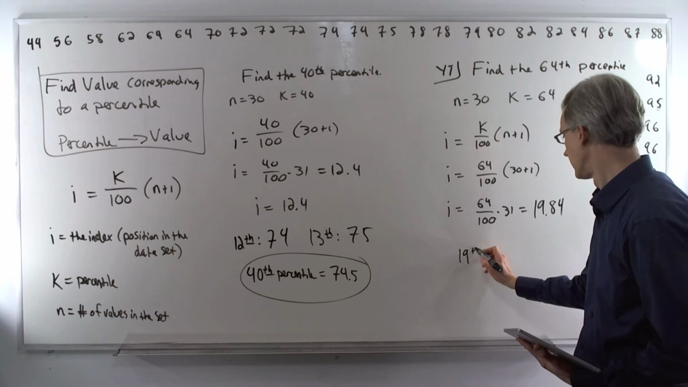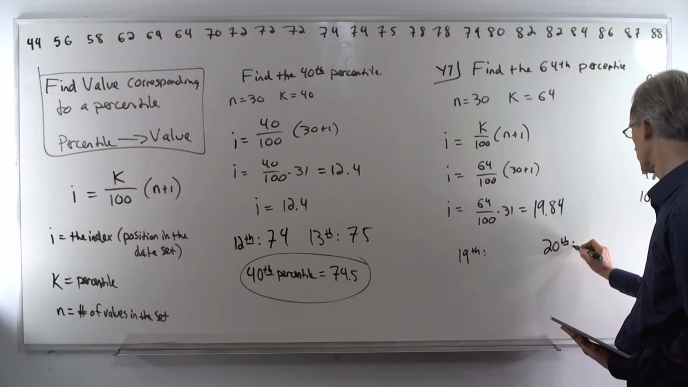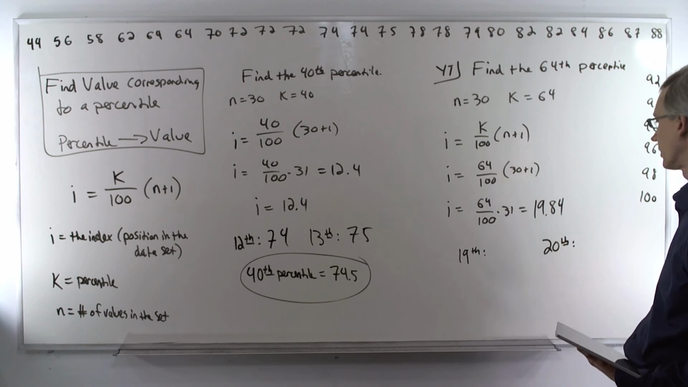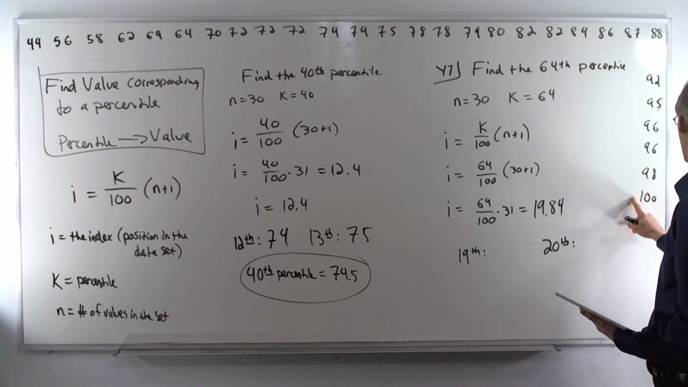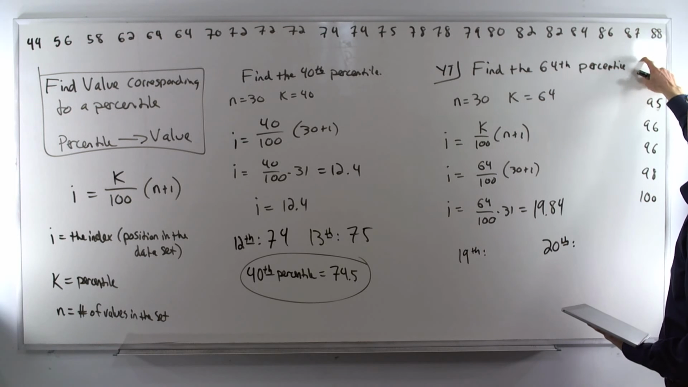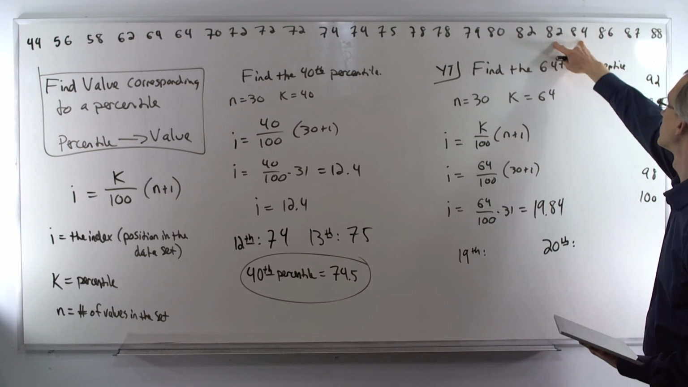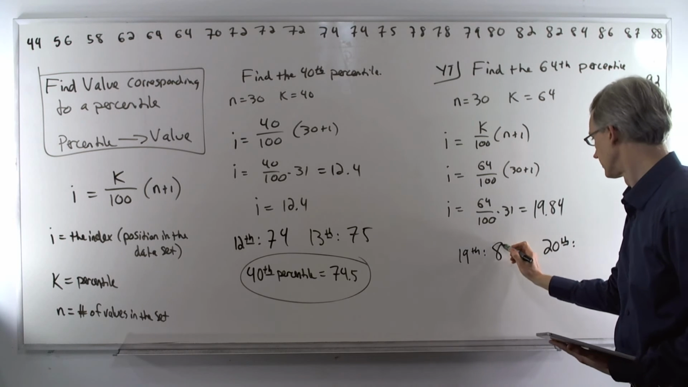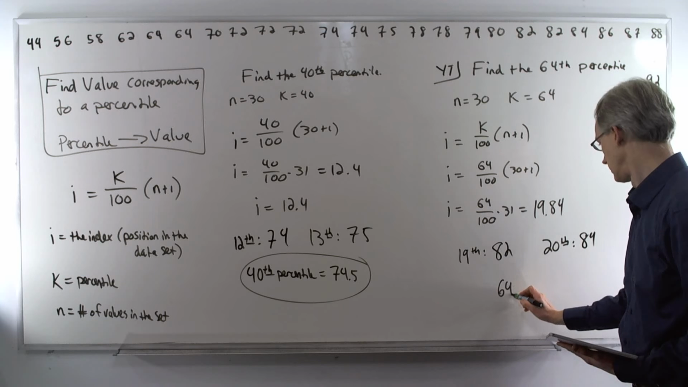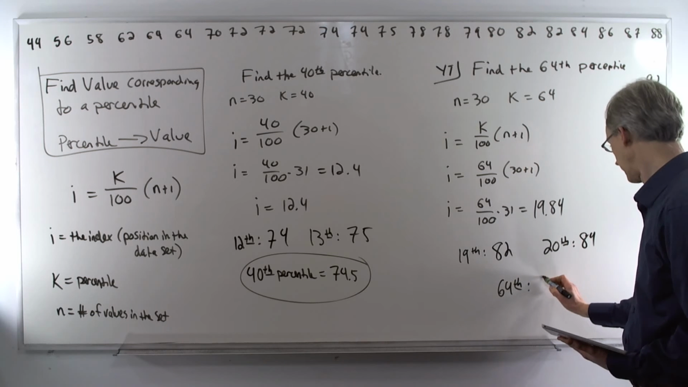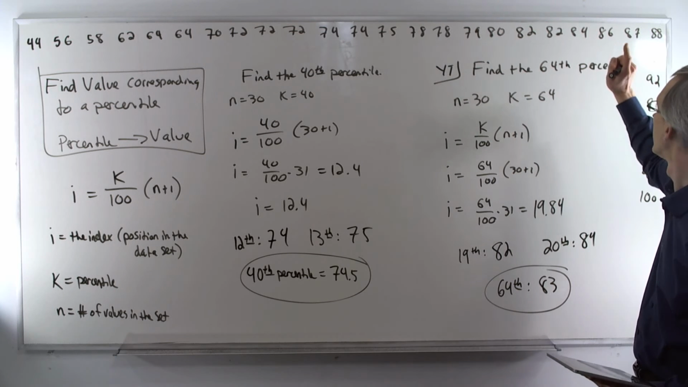So we're going to look at the value in the 19th position and the 20th position, the two positions closest to this number. Round down to 19, up to 20. So let's find the 19th and 20th position. Let's count backwards: 30, 29, 28, 22, 21, 20, and 19. Here's 19 and 20. 19 is 82, 20 is 84. If we average them, we get 83. So the 64th percentile of this data set is the number 83.